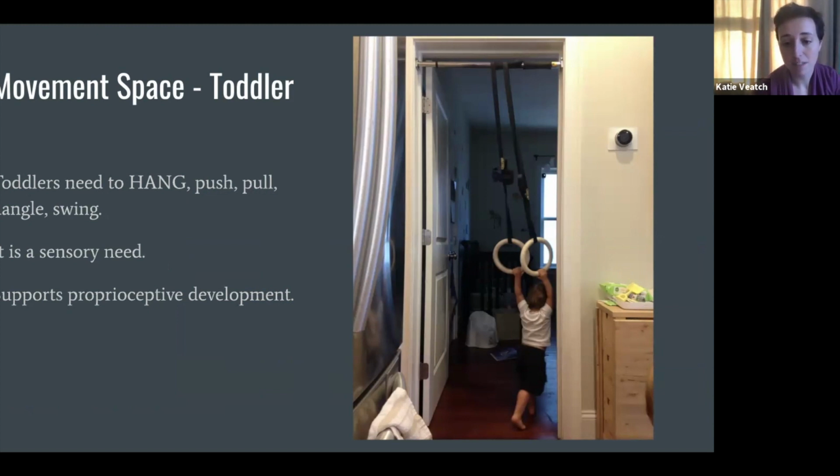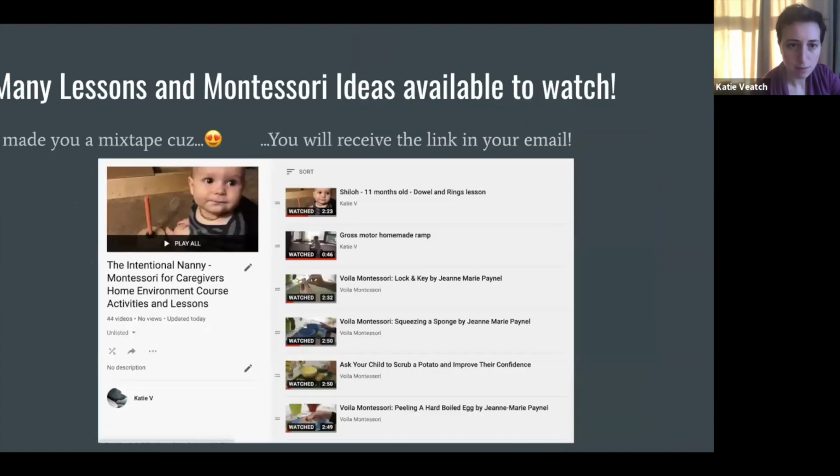This is a big, big one when you can meet this need, especially if you can have it available to them all the time and they can just go to it. When a toddler is feeling kind of out of it and all over the place and you can say, hey, let's go to your rings. We haven't used your rings in a while. Let's check that out. And that action is such a regulating, awesome action.